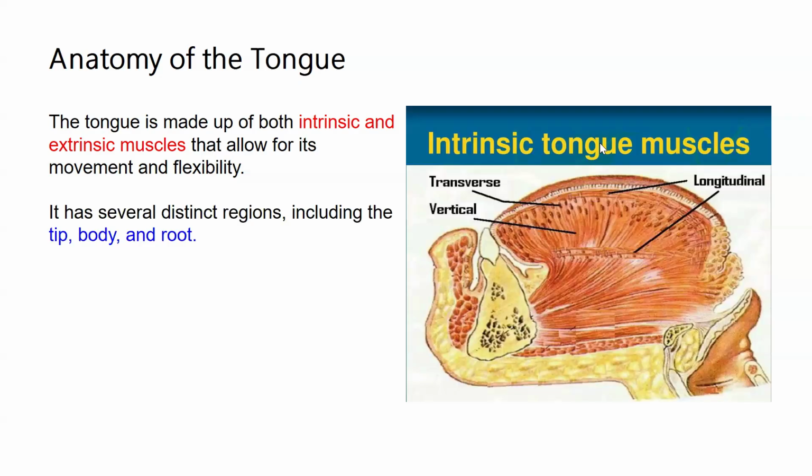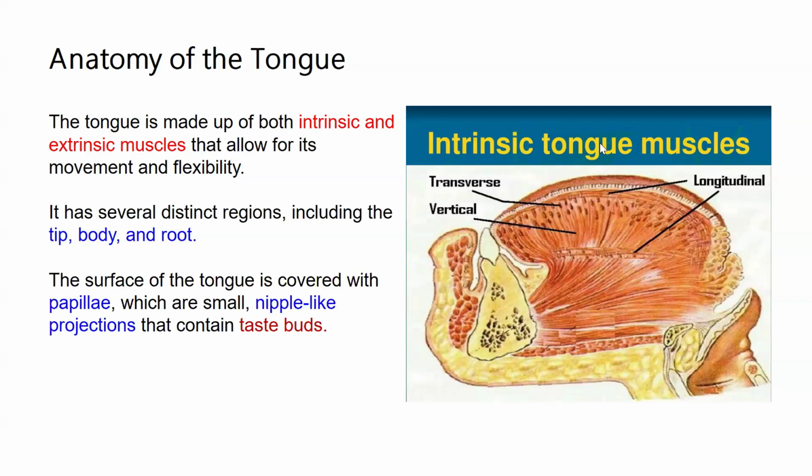And of course, the tongue is actually made up of several distinct regions. These regions of the tongue are the tip, body, and the root. And in addition, the surface of the tongue is covered with papillae, which are small, nipple-like projections.